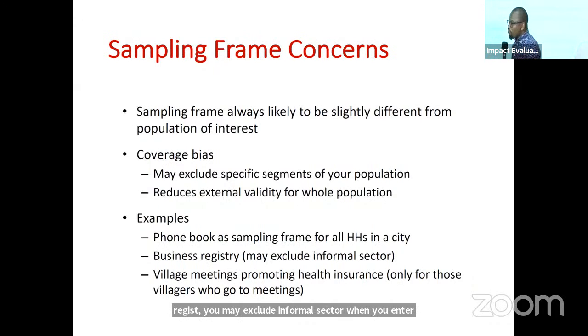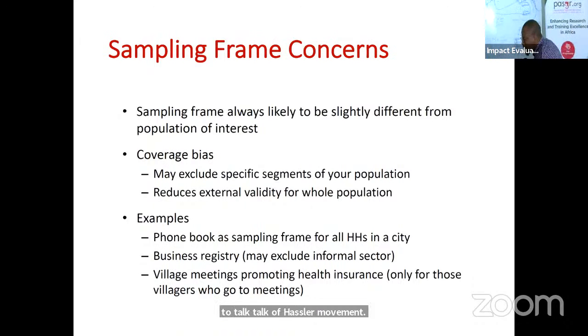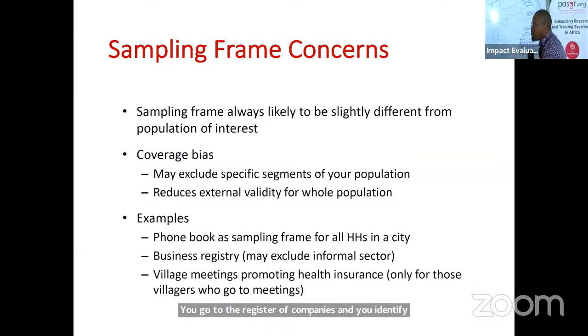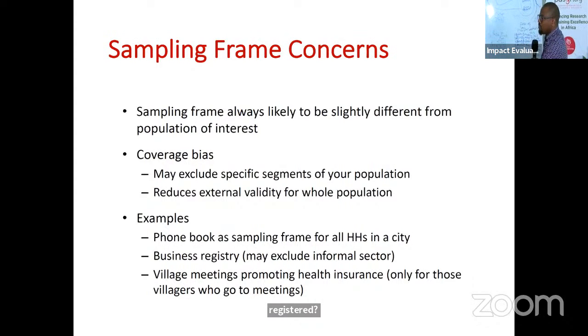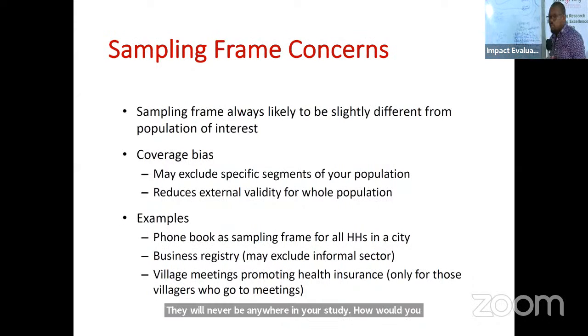When you want to talk of the hustler movement, you go to the registrar of companies and you identify, say, this is my sample. I'm going to draw a sample of 10%. But what about those informal businesses that are not registered? They will never be anywhere in your study. Are we together? So when you're deciding on a sampling frame, you have to be very careful.